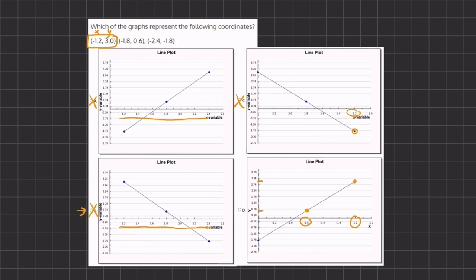So we have our first point and our second point, and now let's check our third point at negative 2.4 and negative 1.8. So if we go to negative 2.4, which is over here, and we move down to negative 1.8, we can tell that this point over here is just a little bit beneath the negative 1.76, and therefore represents all of our 3 points, meaning that D will be our final answer.